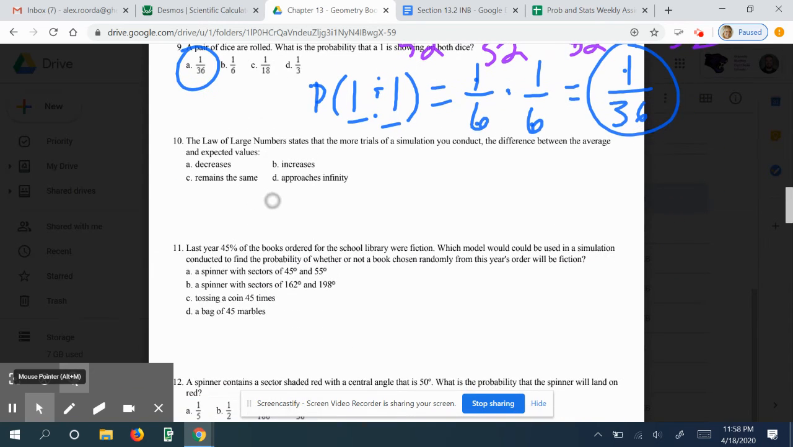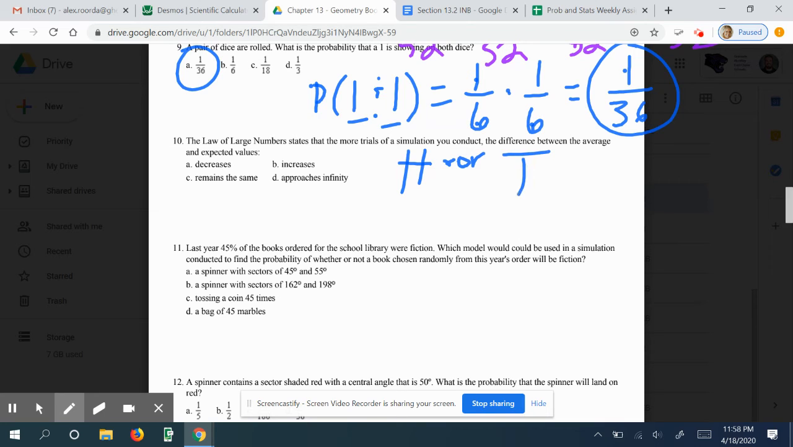Number 10. The law of large numbers says that the more trials of a simulation you conduct, the difference between the average and the expected value... So think about it. If I was going to flip a coin, heads or tails, you could probably tell me it should be 50-50, right? That's what it should be.